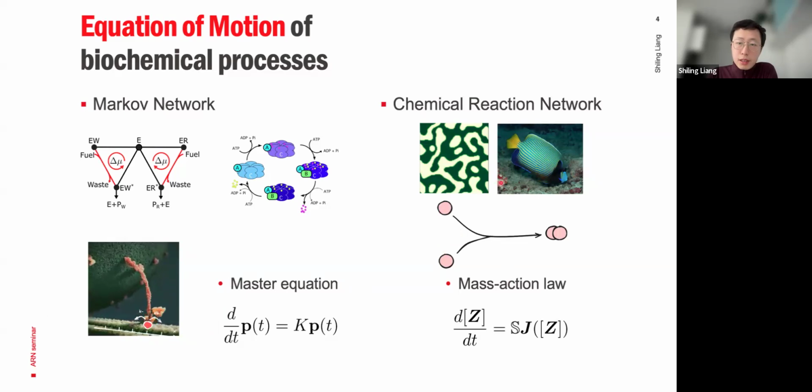And we also have something on a more macroscopic scale: the chemical reaction system, where we describe the time evolution of the concentrations. This time evolution is described by the mass action law. For example, here we have some monomers binding to a dimer, and we can describe this process as a chemical reaction system.